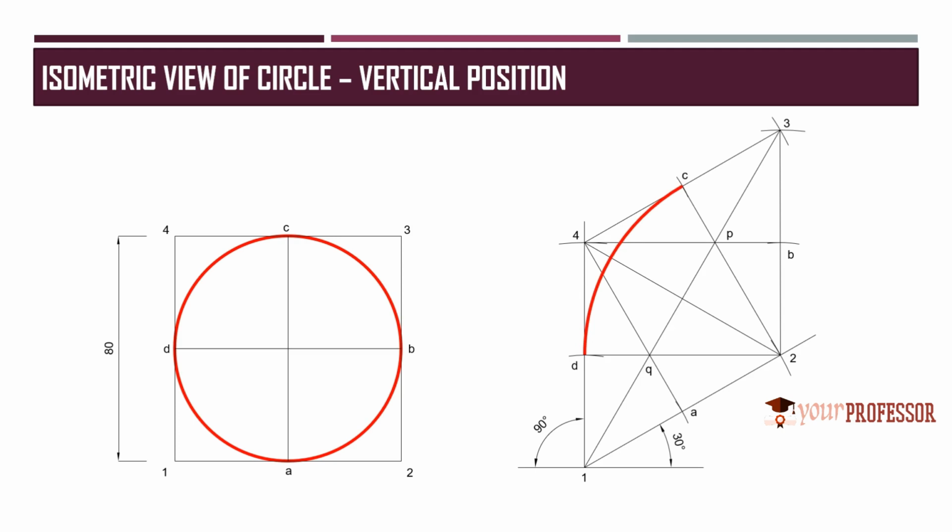Now 4 as center, 4B as radius, draw an arc like that. Now P as center, PC as radius, draw an arc like that. Q as center, QD as radius, draw an arc like that. So this is the isometric view of circle in vertical position. Let us see the horizontal position also.